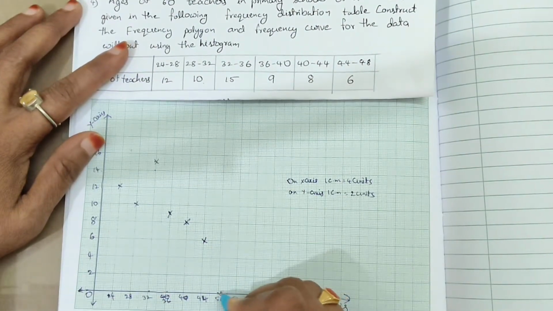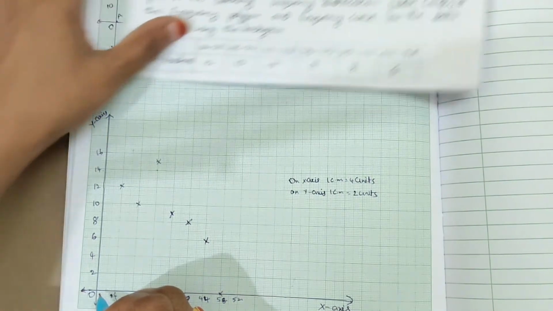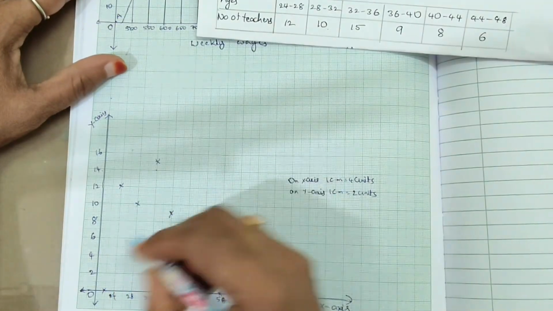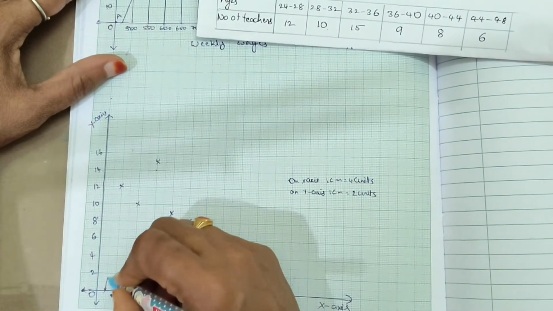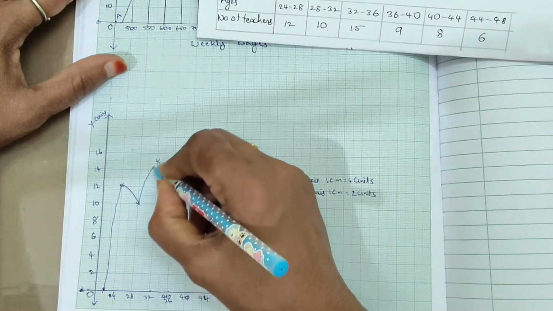Now this is the point on the x-axis, and this one is the point on the y-axis. So now we join all these points without scale. Joining these points without scale, that is the curve.